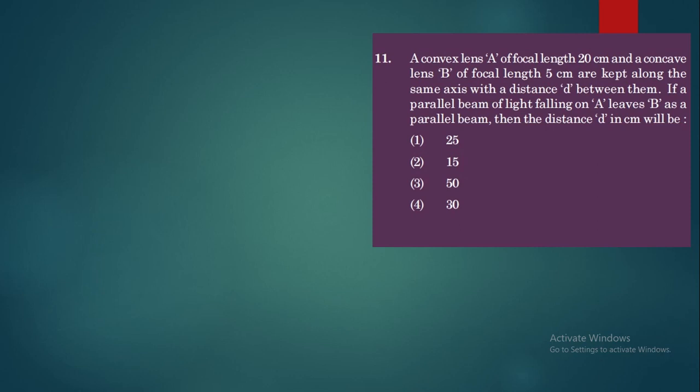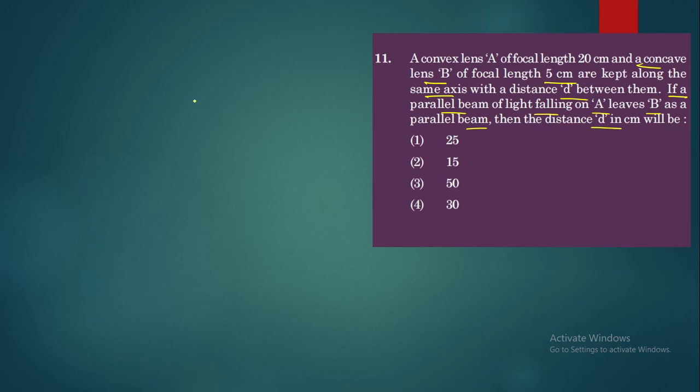Here in this question, a description is given about two lenses and some condition is given with the help of which we have to arrive at the answer. Let's read the question together. It says that there's a convex lens A of focal length 20 centimeter, and a concave lens B of focal length 5 centimeter, and they are kept along the same axis with the distance d between them. If the parallel beam of light falls on A and leaves B as parallel, then what is the value of this distance in centimeter?